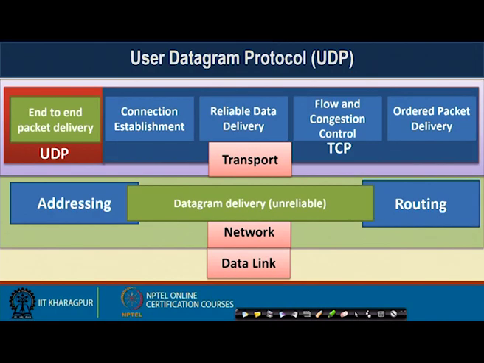So, for that we support the user datagram protocol or UDP in the internet. UDP just provides end-to-end packet delivery, which in UDP we term a datagram. So, it is end-to-end datagram delivery. It does not provide any of the services like connection establishment, reliable data delivery, flow control, congestion control, or ordered packet delivery in the network.